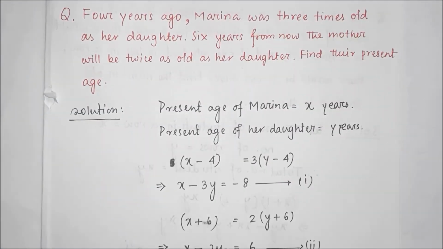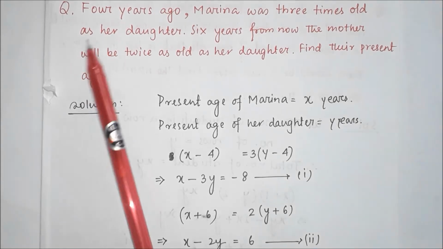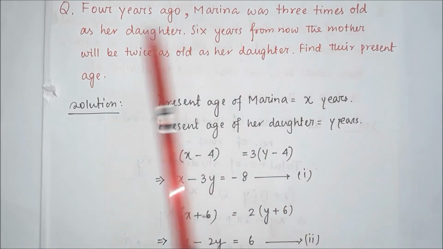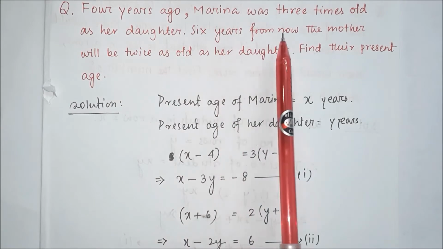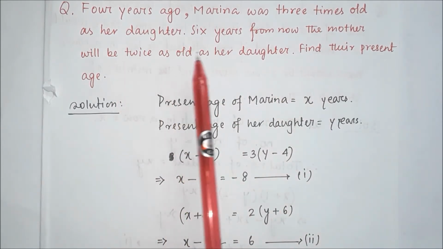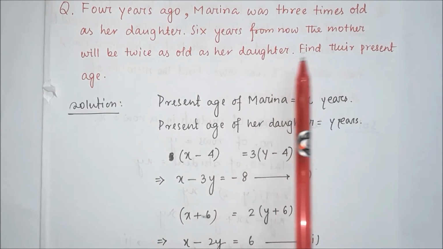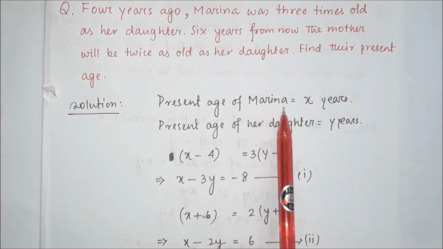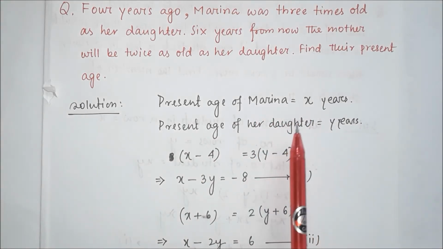Friends, we are continuing our discussion on the problem on simultaneous linear equations. Today we discuss the problem based on age. Our first problem is: 4 years ago, Marina was 3 times as old as her daughter. 6 years from now, the mother will be twice as old as her daughter. Find their present age.